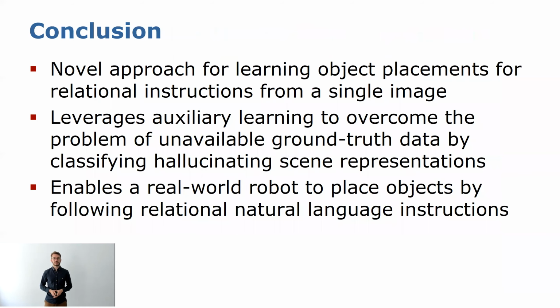To conclude, we presented a novel approach for learning object placements for relational instructions from a single image. Our main contribution is a method that leverages auxiliary learning to overcome the problem of unavailable ground truth data by classifying hallucinated scene representations into a set of spatial relations.